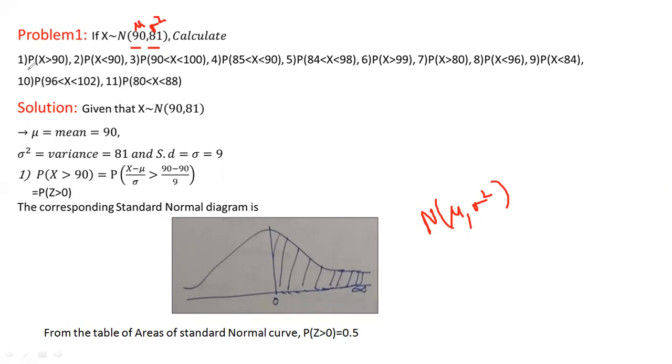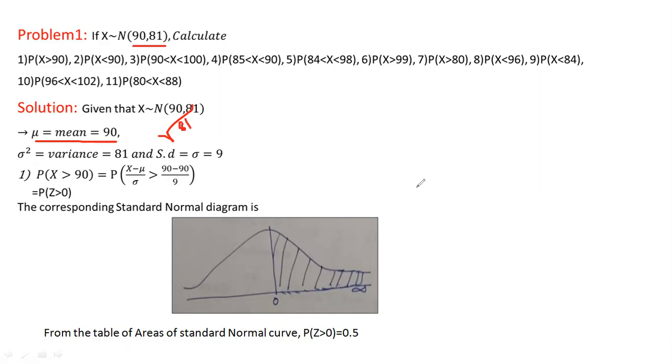From that we have to calculate probability of x greater than 90, probability x less than 90, then probability x between 90 and 100. Like that there are a few problems, we will cover all these problems. So in the problem they are providing the mean and variance. The mean is 90 and variance is 81. Therefore the standard deviation is square root of variance, square root of 81, which is 9.